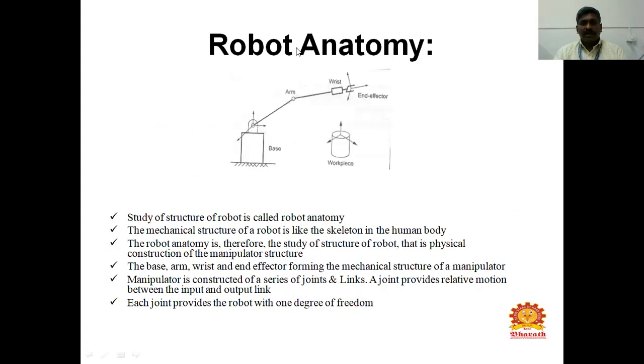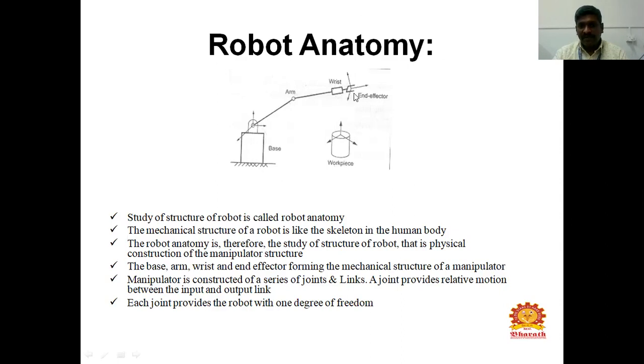Robot anatomy. Robot anatomy means a simple manipulator. It's also called the manipulator. First of all, it has a base, which is fixed, not movable, and it has a joint. Here is a joint. This is called the arm, or link, and this is a wrist. This is an end effector.